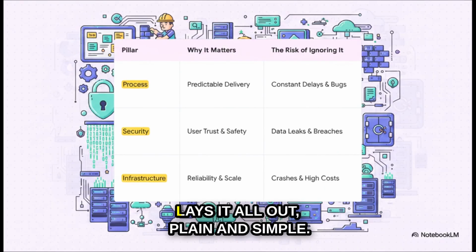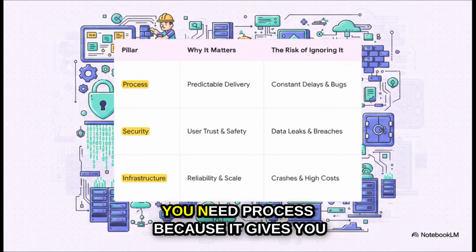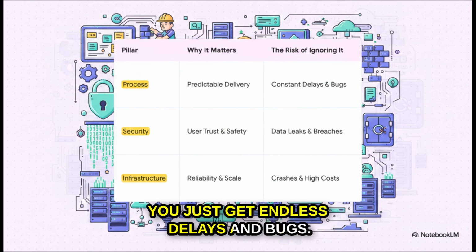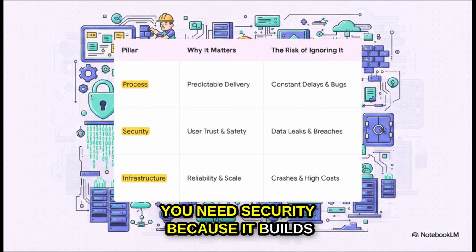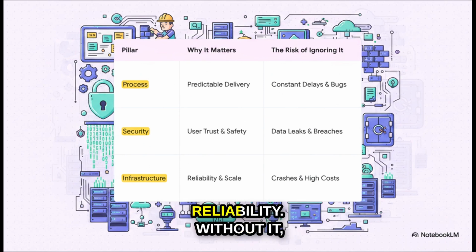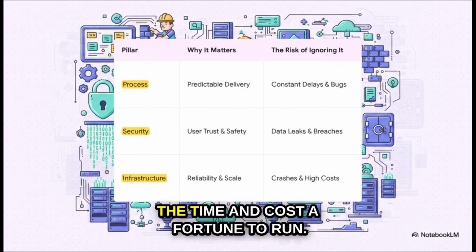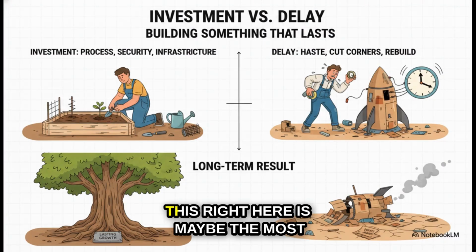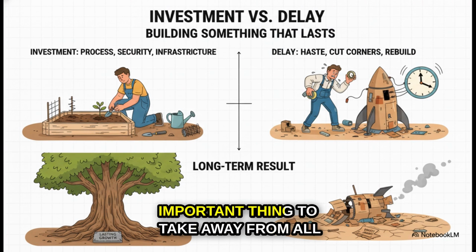And this table just lays it all out, plain and simple. You need process because it gives you predictability. If you ignore it, you just get endless delays and bugs. You need security because it builds trust. Ignore it and you're looking at data breaches. And you need infrastructure for reliability. Without it, your app is just going to crash all the time and cost a fortune to run. You need all three.